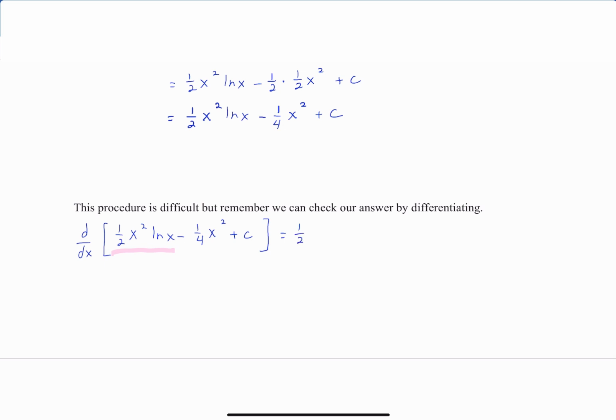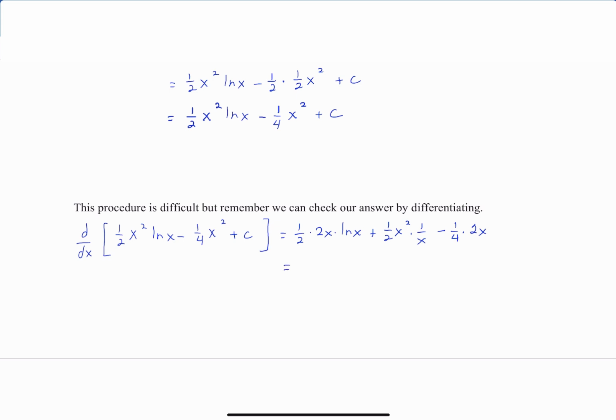So I'll have 1/2 times 2x times ln of x plus, and I'll have 1/2 x squared times the derivative of ln of x, which is 1/x, then minus, and the derivative of 1/4 x squared is 1/4 times 2x, and the derivative of c, well, c is a constant, so its derivative is 0. Let's simplify and see what we've got.